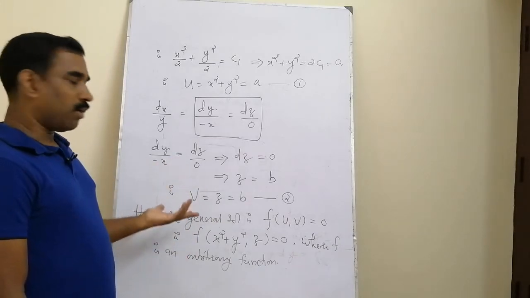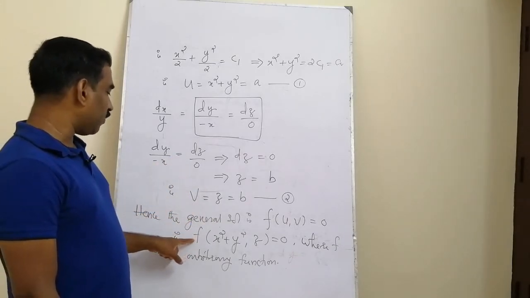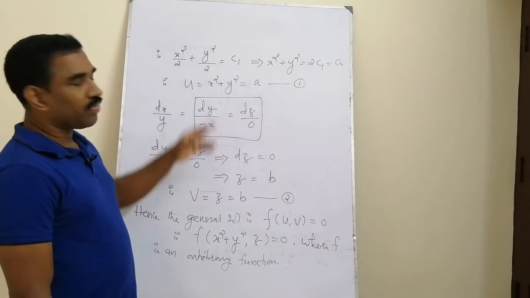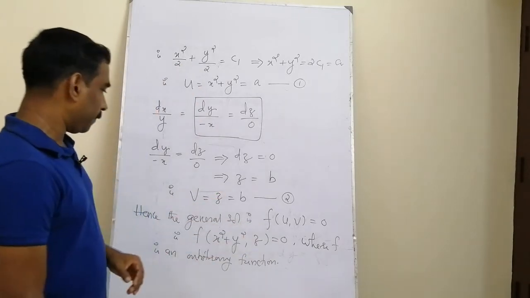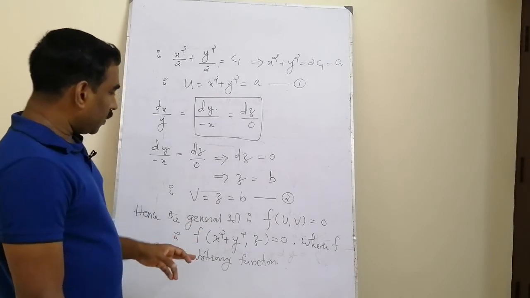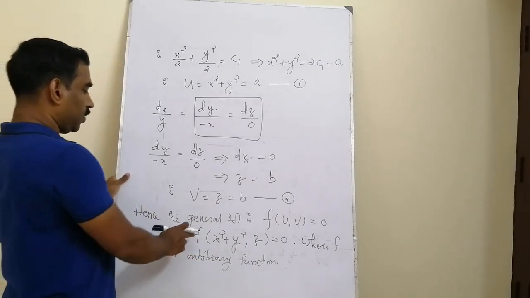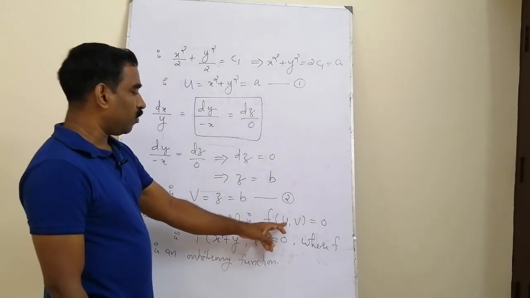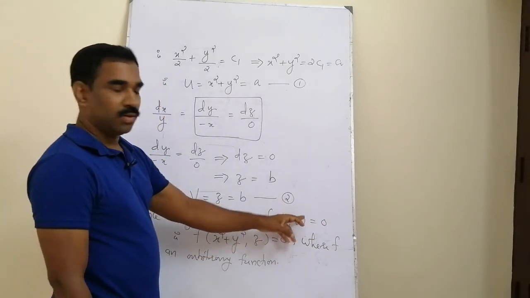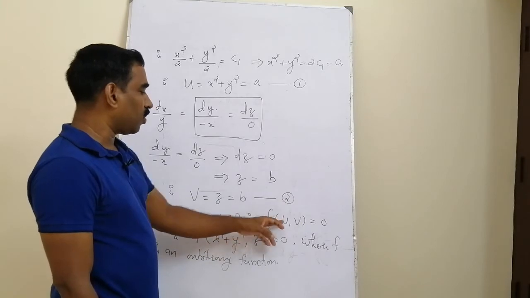So the reverse process we have already done. By eliminating this arbitrary function f, we can form the same first order differential equation, yp minus xq is equal to 0. Or we can modify this solution in another format also. So this is of the form f of u, v is equal to 0, or we can write this in the form u is equal to some function of v, or v is equal to an arbitrary function of u.